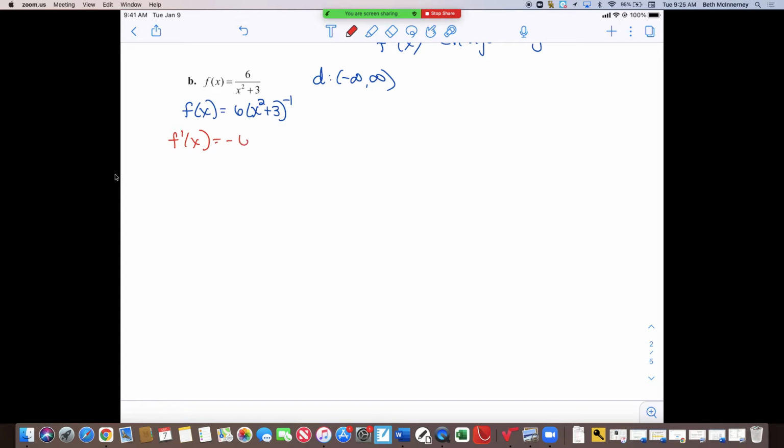So I'm going to bring down the power, decrease the power by 1, and then apply the chain rule. So that's negative 12x times x squared plus 3 to the negative 2 power. Then I'm going to do the second derivative, which requires the product rule. So I'm going to take the first times the derivative of the second. So I bring down the negative 2, decrease the power by 1, and the chain rule, plus the second times the derivative of the first.